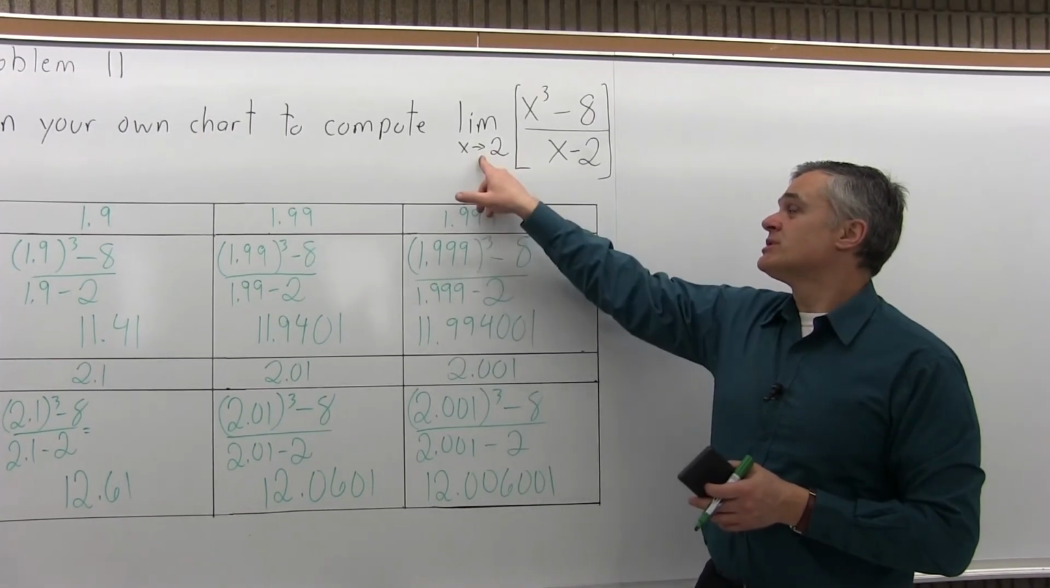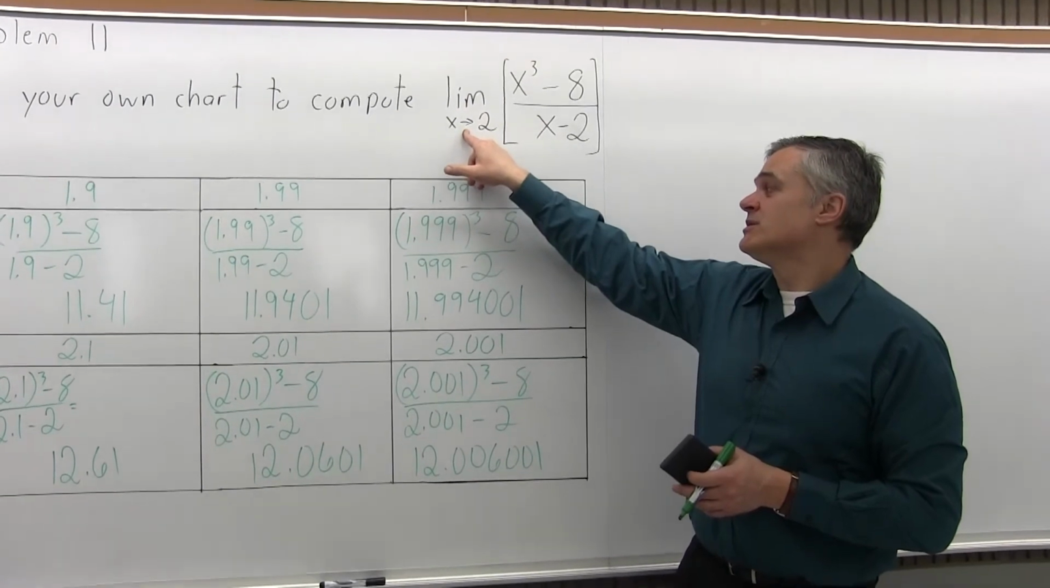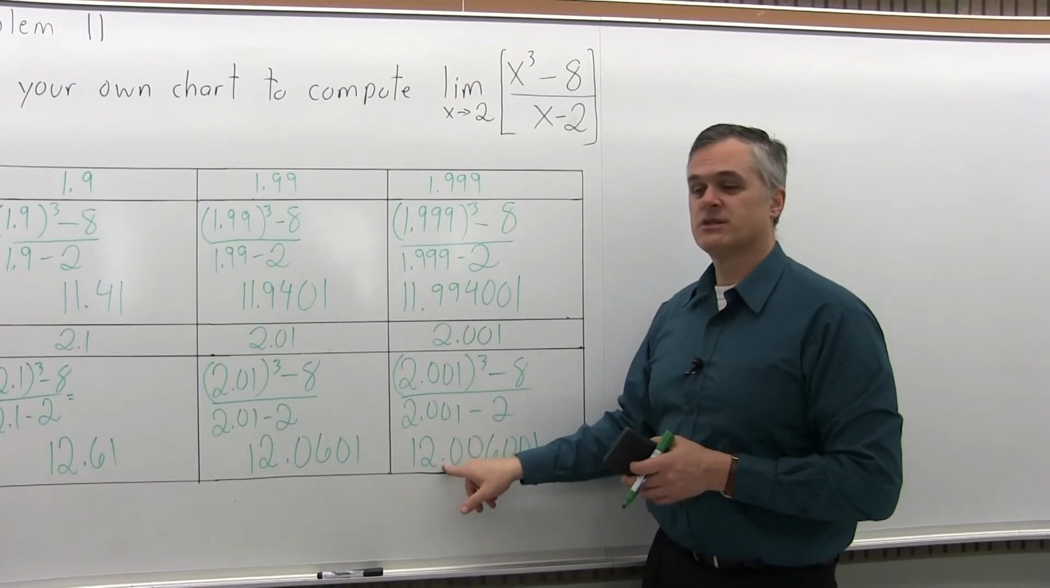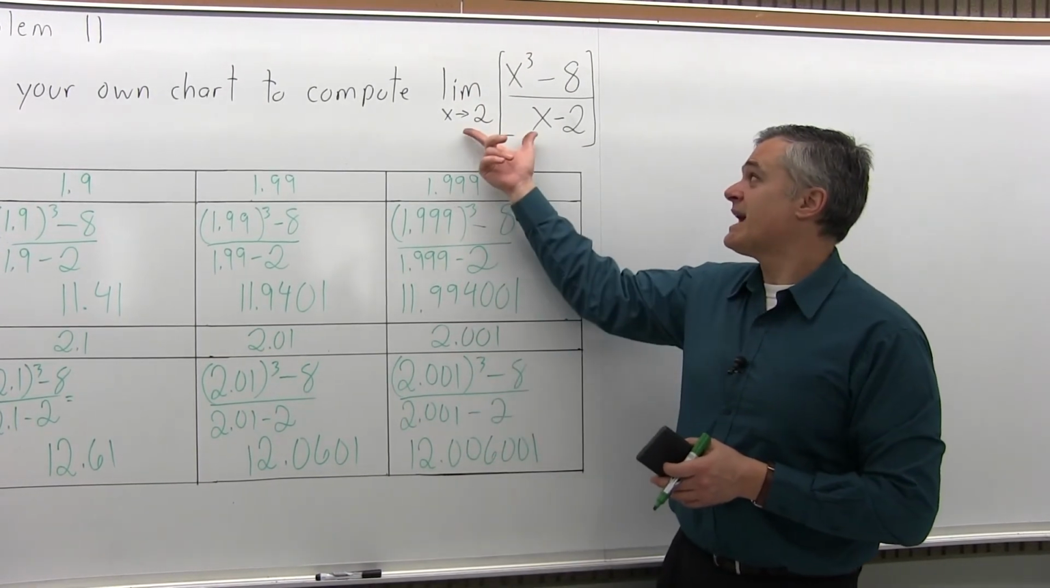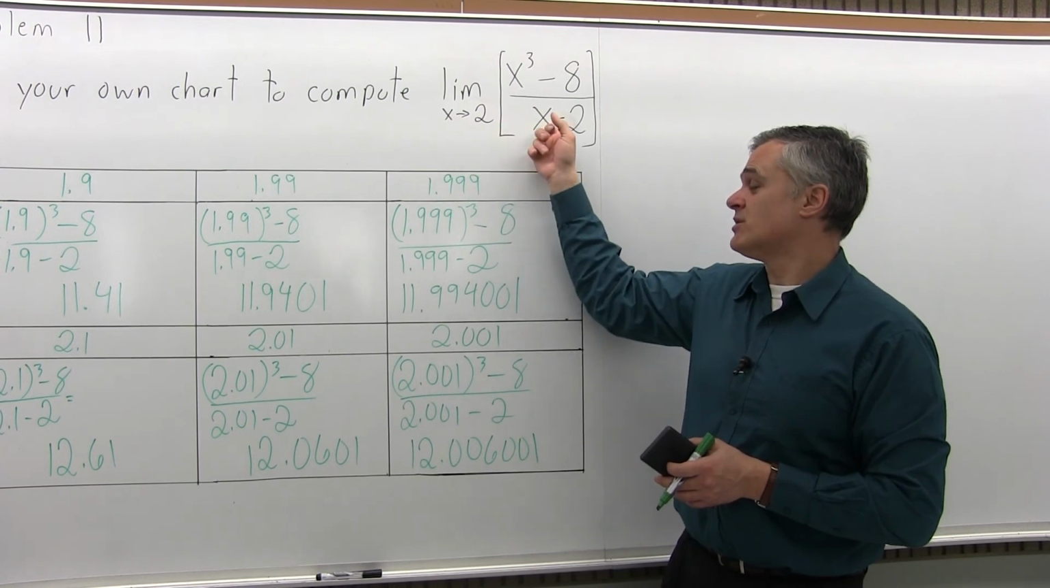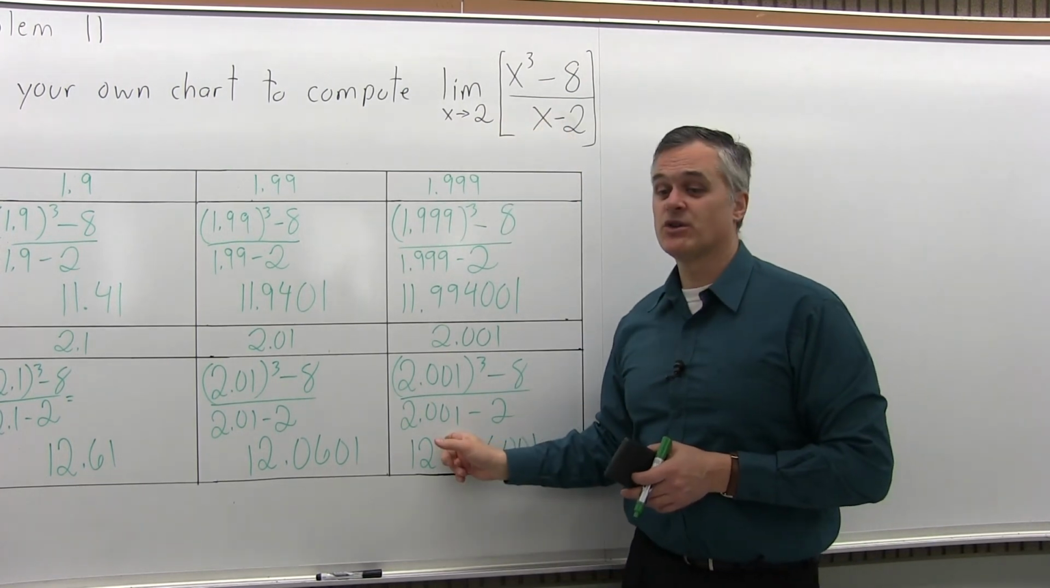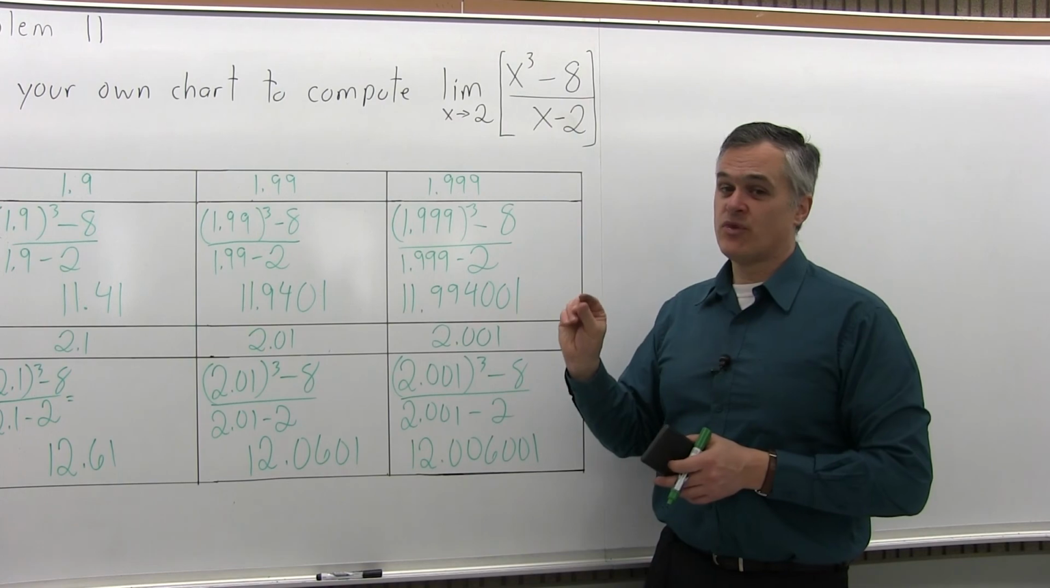So as I approach an input value that's very close to 2, the output I get gets very close to 12. Again, I can't actually put in a 2 because it would zero the denominator. So I can't ever actually get out a 12, but I can get really close to it.